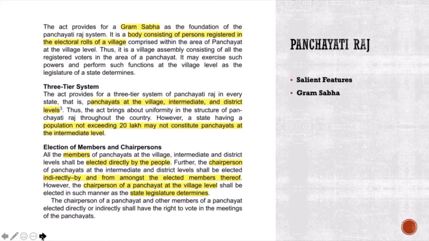There are some states with a population that is quite small, less than 20 lakh. If it is less than 20 lakh, then they may not constitute a panchayat at the intermediate level. It is too small for having 3 tiers. So just keep that in mind. 3-tier system for the most part, but there are exceptions.